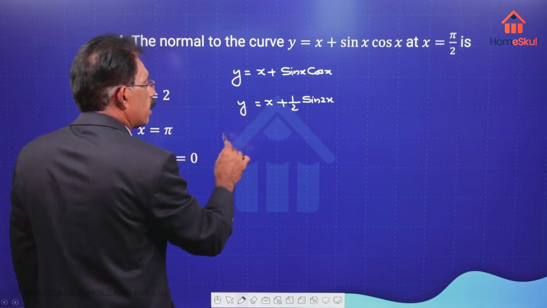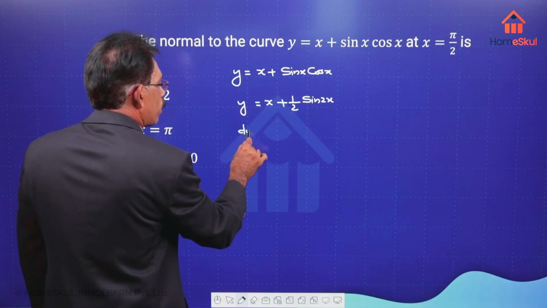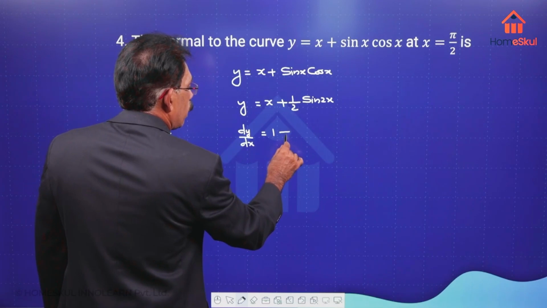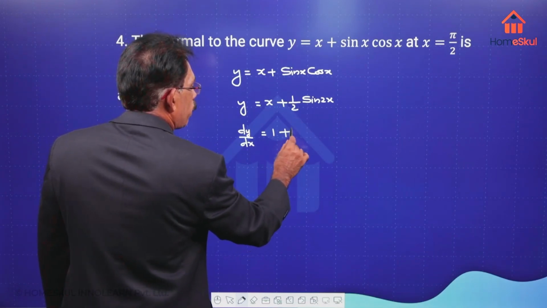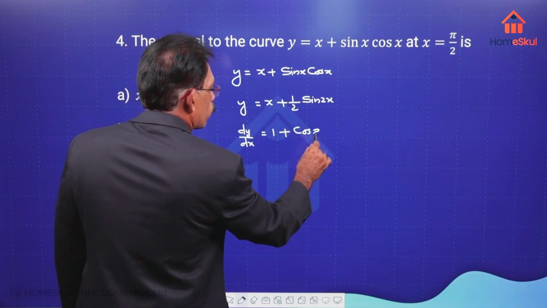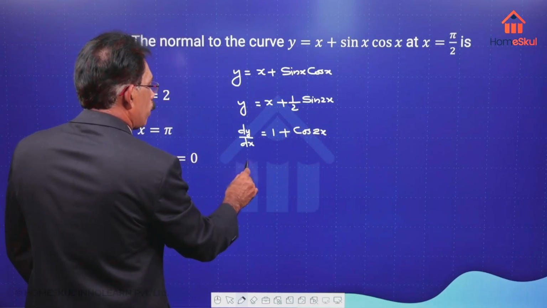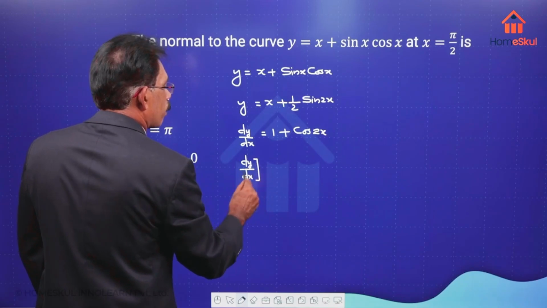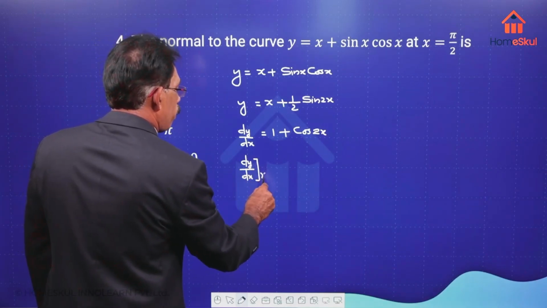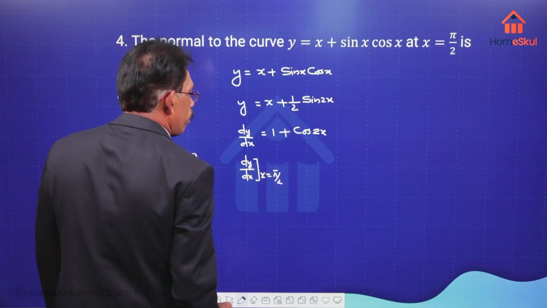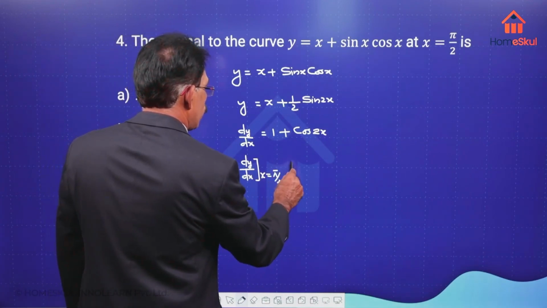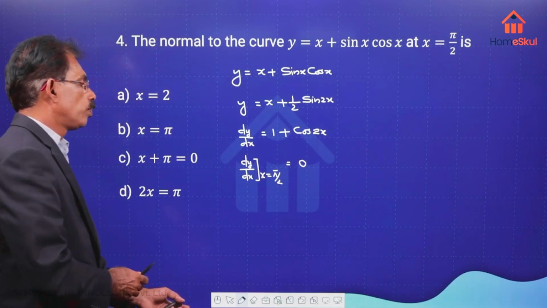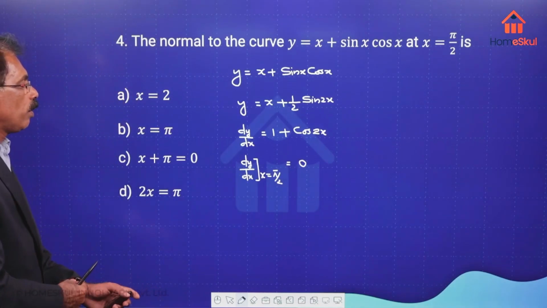And after simplifying, the derivative dy by dx is equal to 1 plus cos 2x into 2 by 2, that is cos 2x. Then dy by dx at x is equal to pi by 2 is equal to cos pi, that is minus 1 plus 1, which is 0. Dy by dx is equal to 0.